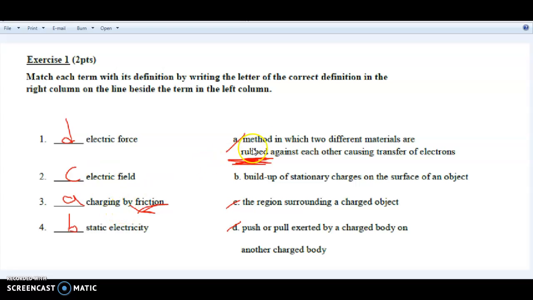Charging by friction, it's a method in which two different materials are rubbed against each other, causing transfer of electrons. 4. Static electricity. It is the building up of stationary charges on the surface of an object, when an object acquires or loses electrons on its surface.